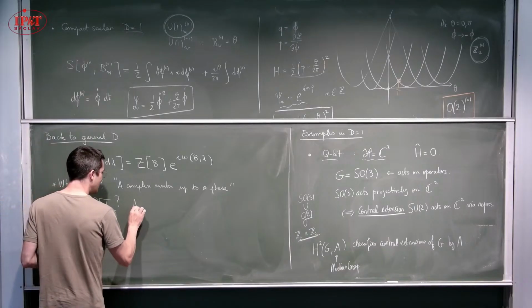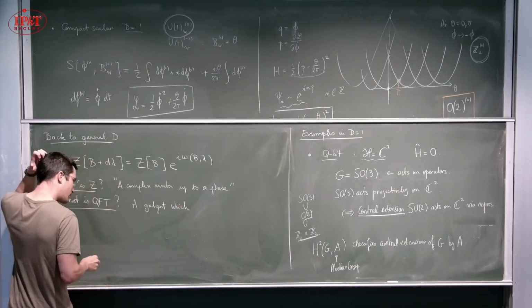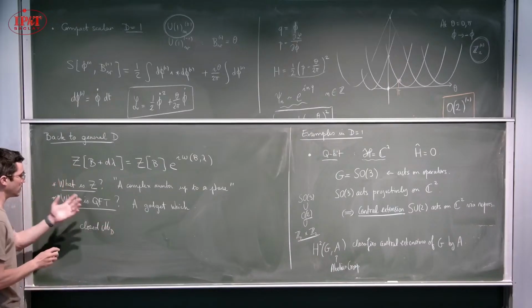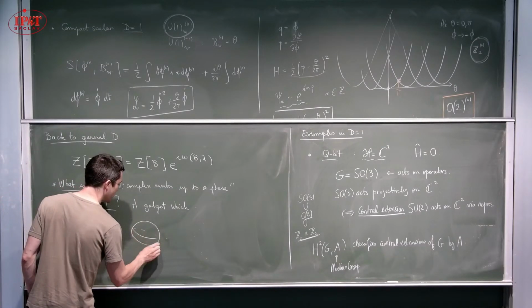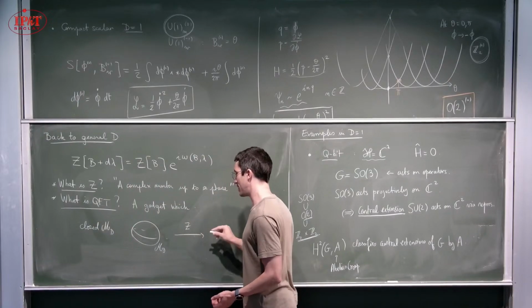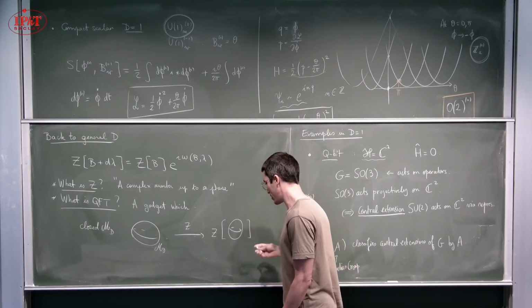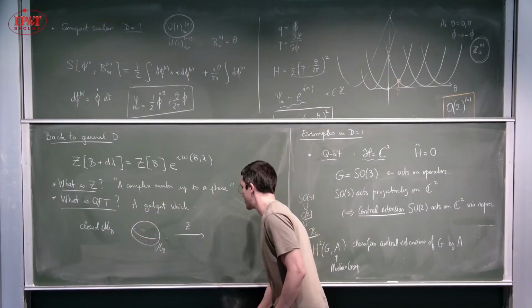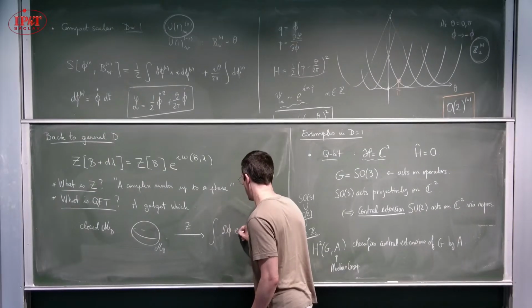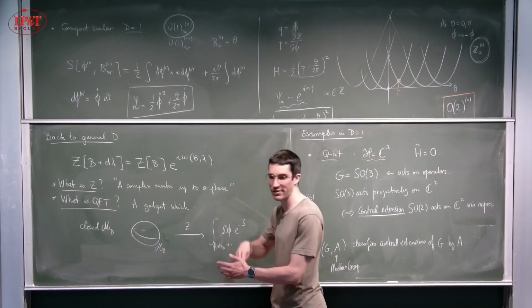We can say that it's a gadget which does various things. If you have a closed manifold M_d, then you associate to it a number, the partition function on it. So Z associates Z of M_d, that's the partition function on that. And what is this? Schematically, we just write it this way: it is the path integral over all fields of e to the minus S, and the fields are defined on M_d.